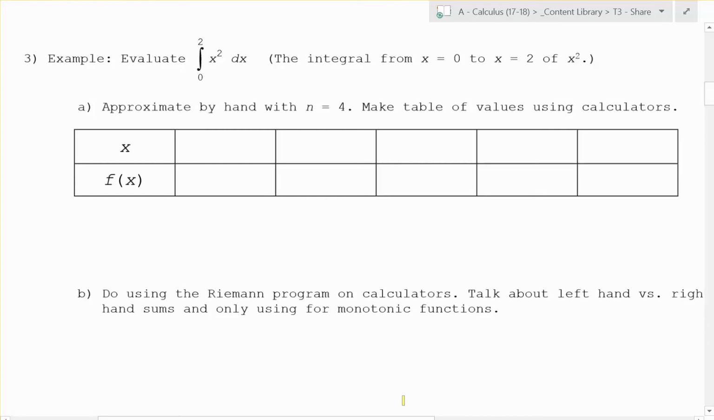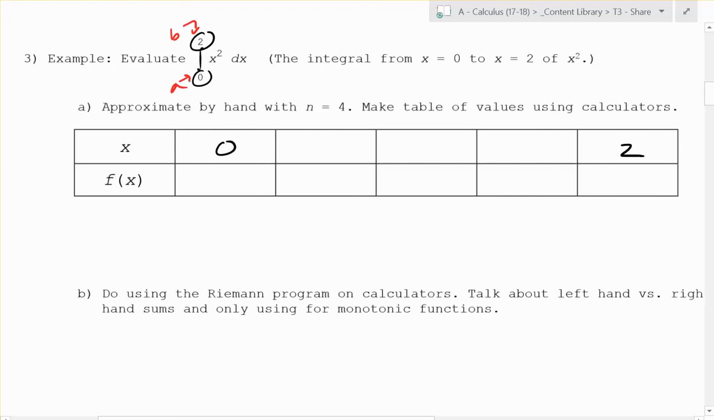So in example 3 here, we're going to evaluate the area under the curve, and that's the curve x squared from 0 to 2, which you state as the integral from 0 to 2 of x squared. And we're going to do it by hand. We're going to go from 0 to 2. So we're starting at 0 and we're going to 2. Notationally, this is the a value and that's the b value right there.